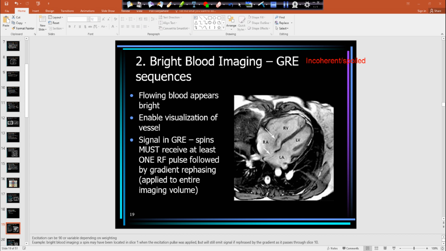But you can have a T2 gradient echo, which is the coherent gradient echo. But if it's a post-contrast, usually it's an incoherent gradient.